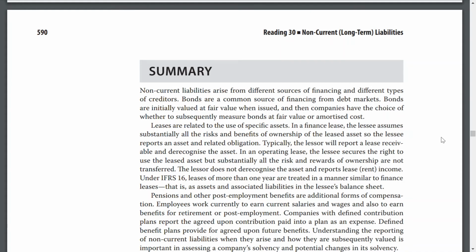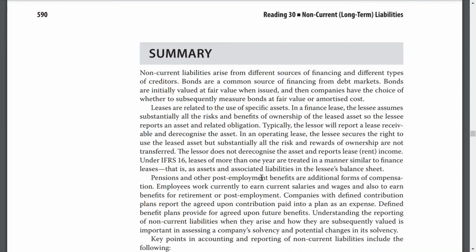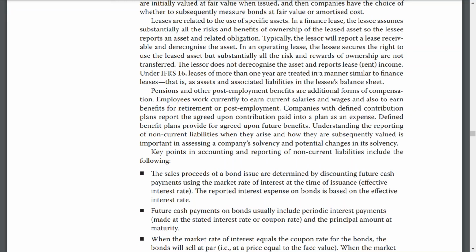the asset. In an operating lease, the lessee secures the right to use the leased asset, but substantially all the risks and rewards of ownership are not transferred. The lessor does not derecognize the asset and reports lease or rent income. Under IFRS 16, leases of more than 1 year are treated in a manner similar to finance leases. That is, the asset and the associated lease liability are reported on the balance sheet.